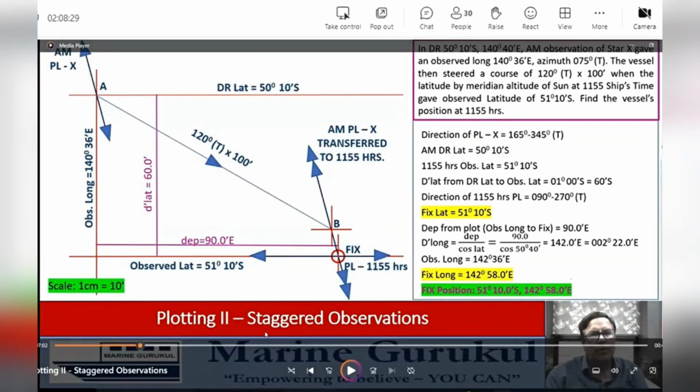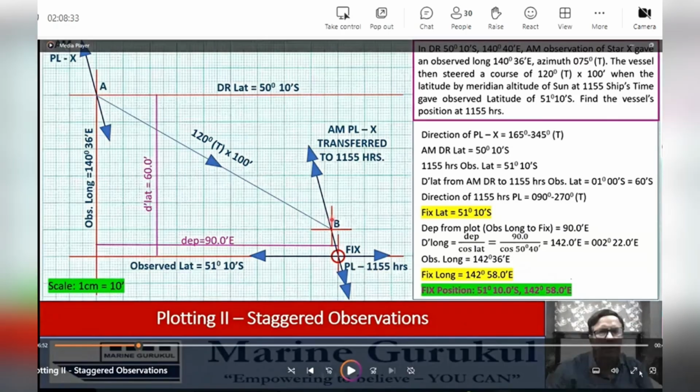Okay, any doubts up to here, beta, before we proceed ahead? This DLAT from the fix, where have we taken that to calculate the fix lat? Beta, we do not need any DLAT because the fix is exactly on the observed latitude. So its latitude is 51 10. Yes, sir. Thank you.